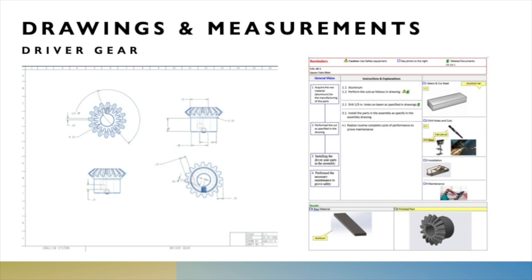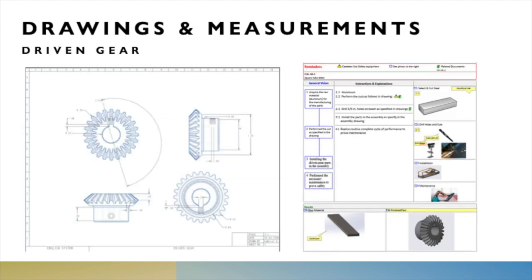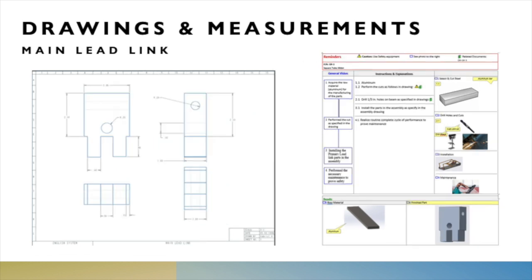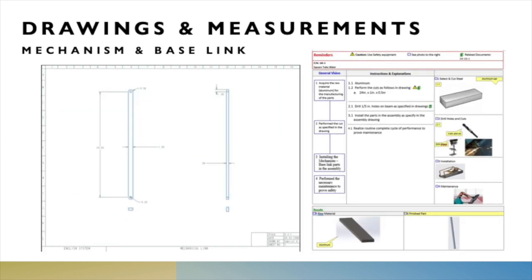Next, we have the drawing specification and manufacturing process of the driven gear, followed by the gearbox case, followed by the driven gear. Next, we have the specification drawings and the manufacturing process of the main LED link, followed by the pulley belt, followed by the mechanism and base link.